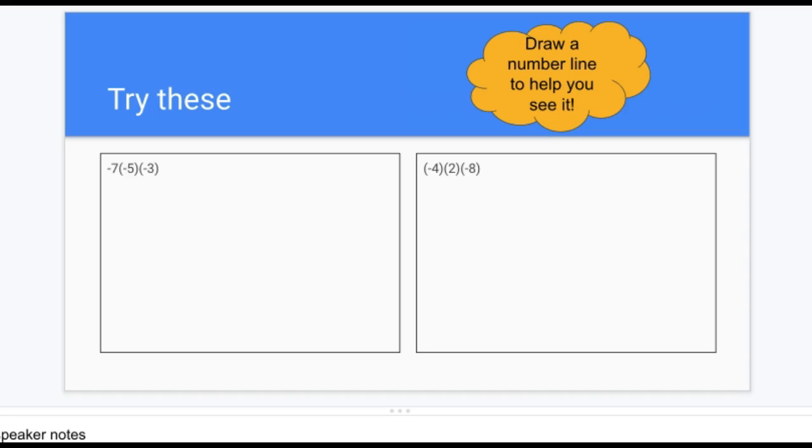Let's go on to this next example. I want you guys to try this out. Don't let it trip you up. Just try it out real quick. Pause the video, try it out, and let's see where we end up.